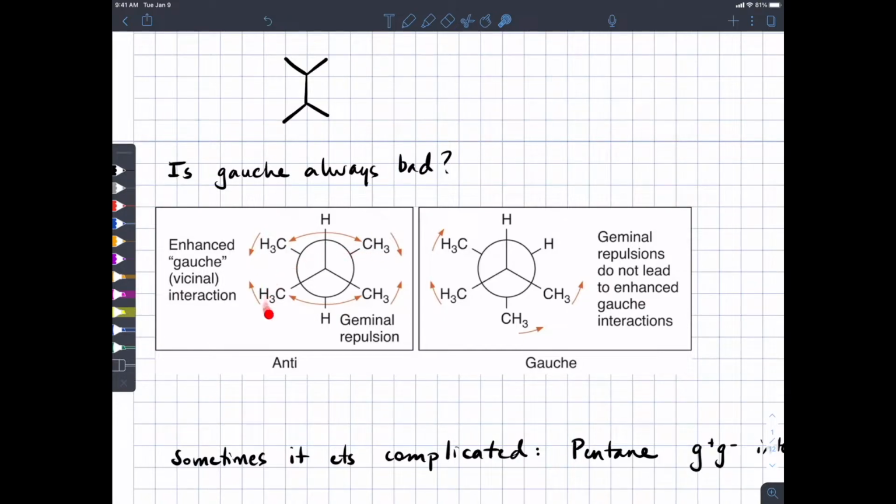This is sort of gee whiz, because I can't think of anything I'd ask you about this other than, oh, look at that, it's kind of weird. But your text says that if you arrange it this way, even though they're all gauche to each other, when they distort their bonding in order to get away from each other, they can do so in ways that don't smash into each other.